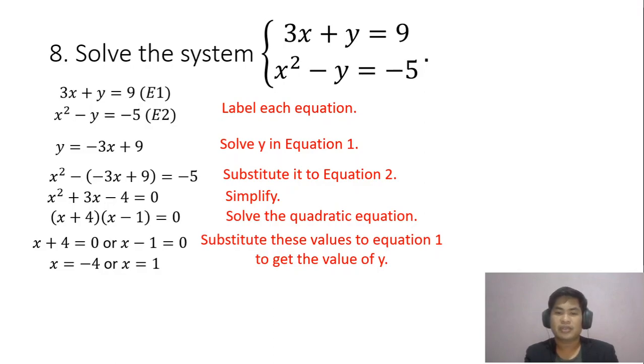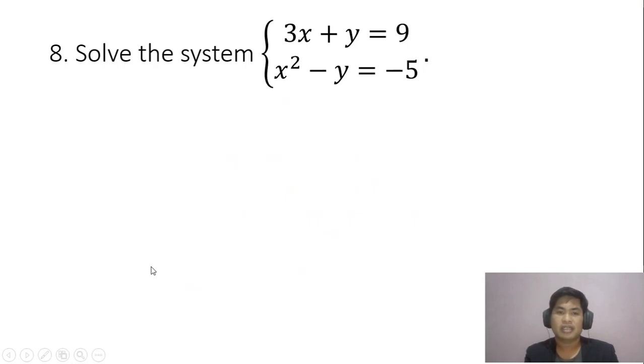Next, we need to substitute these values to equation 1 to get the value of y. So, when x is equal to 1, we have 3 times 1 plus y is equal to 9. y is equal to 9 minus 3. We just transpose the 3. Then 9 minus 3 is 6. So, y is equal to 6.